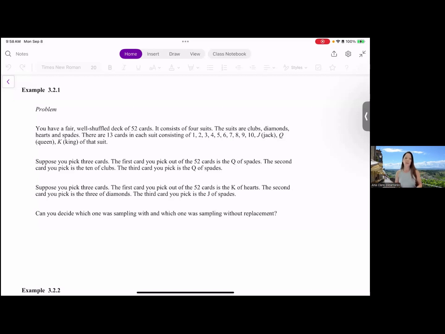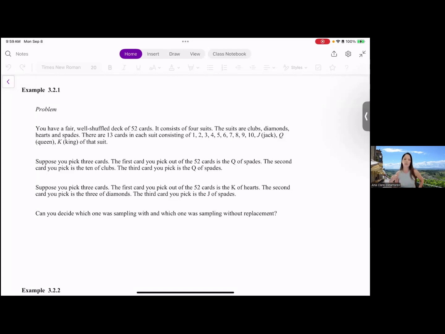So our first example here, we have a situation where we're trying to determine if we were sampling with or without replacement. We have a fair, well-shuffled deck of 52 cards, which consists of 4 suits, which are clubs, diamonds, hearts, and spades. And then there are 13 cards in each suit: 1, 2, 3, 4, 5, 6, 7, 8, 9, 10, Jack, Queen, and King. It's actually not a 1, it's an ace.